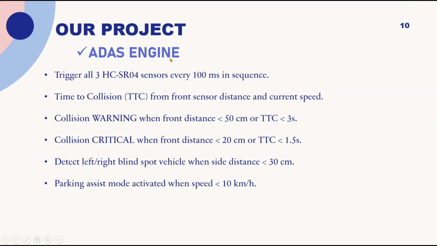Then we implemented the ADAS engine. The ADAS system uses 3 ultrasonic sensors to detect obstacles in the front, left, and right directions. It calculates time to collision, and it provides warning and critical alarms or alerts based on the distance of the obstacle and time to collision. It also detects blind spots and enables parking assistance at low speeds.